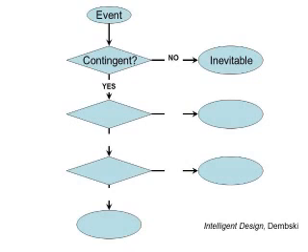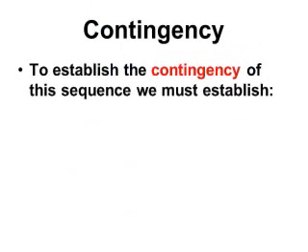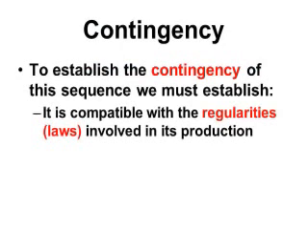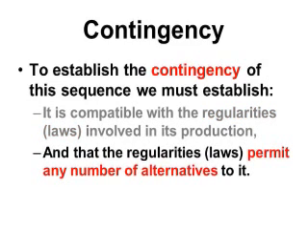Is this thing contingent? That is, if the answer to that is no, then it was inevitable. If it's contingent, the answer is yes. That means many other things could have happened instead of that. Right? Okay, so let's think about this. Contingency, you must first of all think it's compatible with the laws of nature, and the regularities or laws permit any number of alternatives. Could be lots of alternatives.